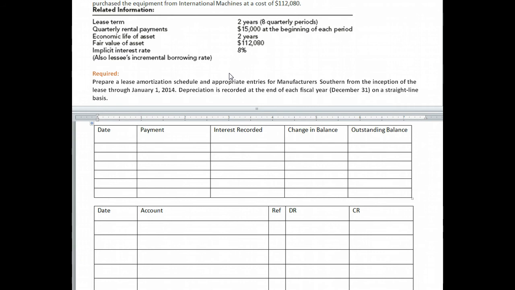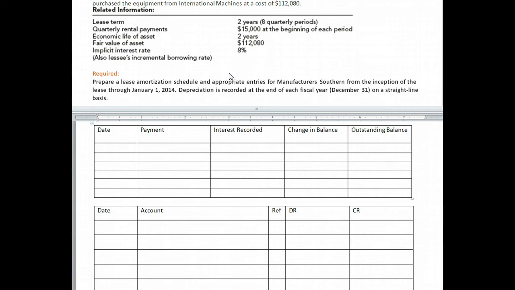Now, when we do that, we have to understand that this is an annuity. Since the payments are due at the beginning of each period, it is considered an annuity due. That's important because annuities can be one of two things. It can be an ordinary annuity, which means the payment is at the end of each period, or an annuity due, which means that the payments are due at the beginning. So this is an annuity due. So from this point, we will use the PV annuity due table.